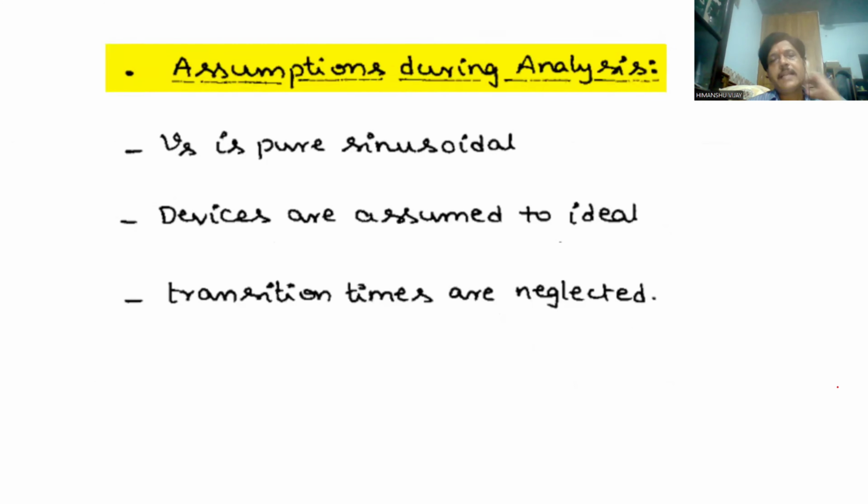Now, there are certain configurations which we must analyze with the help of certain assumptions. So there are certain assumptions which we should take. Number one, Vs is pure sinusoidal. While we are analyzing the rectifier circuit, we must assume that Vs is pure sinusoidal. Then the next point is that devices are assumed to be ideal and the transition times are neglected. So keeping all these things in mind, we shall discuss the different configurations in the coming lecture.